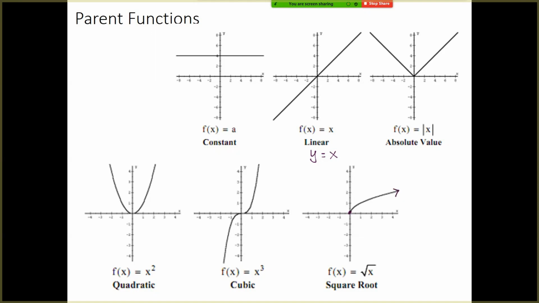All the rest of these continue on. I guess I should add arrows though. But all of these graphs continue. So these are just our parent functions.